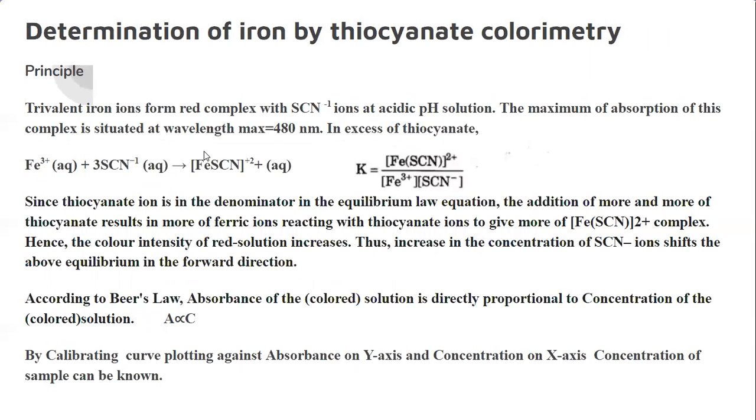Okay, next, the principle. What is the principle? Trivalent iron ions form a red complex with thiocyanide ions at acidic pH, or in an acidic medium. The maximum absorption of this complex is at a wavelength of 480 nanometers.